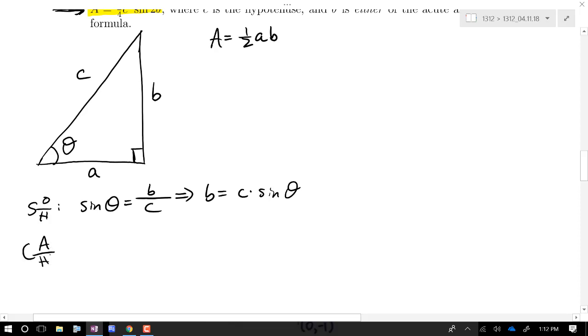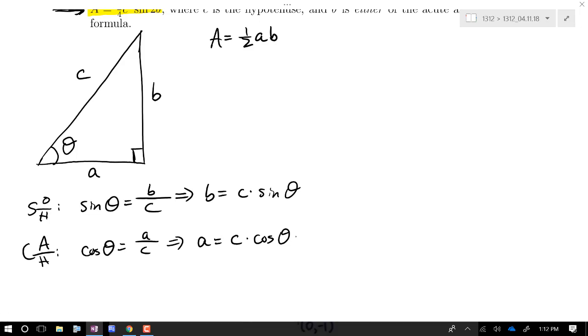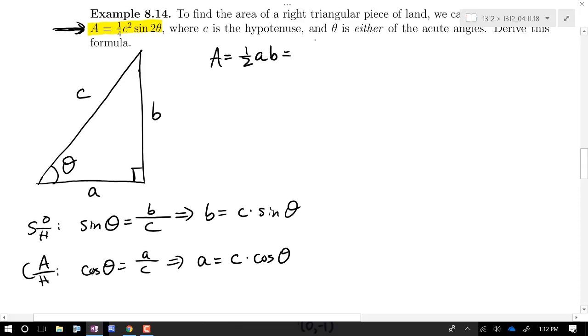Likewise, we can use the cosine function. Cosine theta, adjacent over hypotenuse, is A over C. And we could solve this for A, and we get A is equal to C times cosine theta. Okay, we're making progress. We have these expressions for A and B that use only C and theta. So let's substitute them in up here. So we get 1/2 times A is C cosine theta, B is C sine theta.